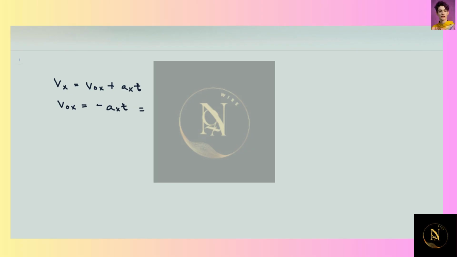When we plug in that a_x is 60 times g, and t is 36 milliseconds, which is also 0.036 seconds, and remember, g is negative 9.8 meters per second squared, in total we get that the initial velocity is 21.168 meters per second.